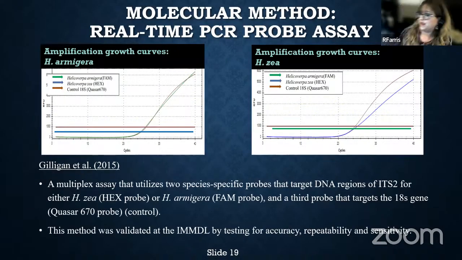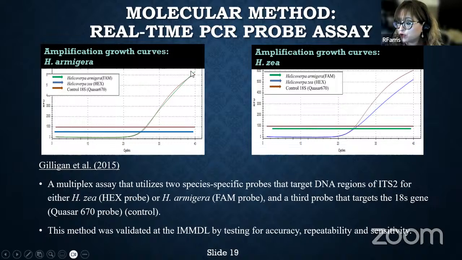And guess what we have? We have a real-time PCR probe assay. This is similar to the real-time PCR I mentioned earlier. I'm going to explain what we're seeing here. There are two graphs, and there's only one specimen being amplified in this PCR that I'm showing you. The one on the left shows an amplification growth curve for Helicoverpa armigera, the bad player. The green, and I don't know if you all can tell, you can see a green amplification curve, okay?